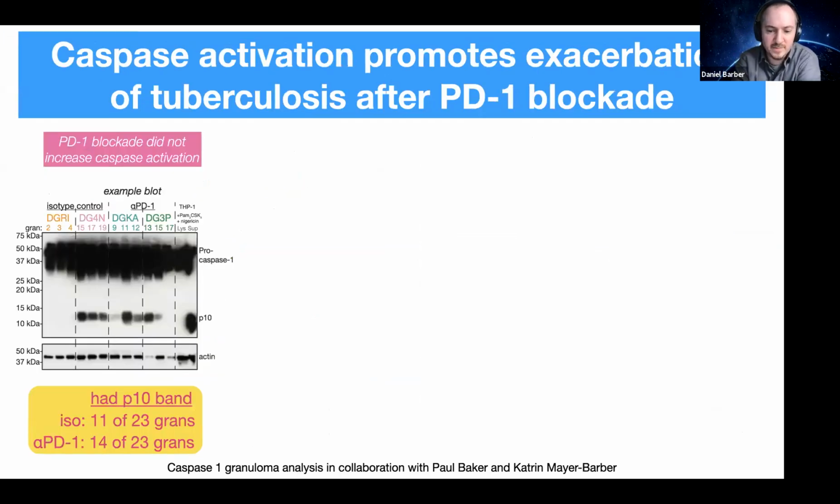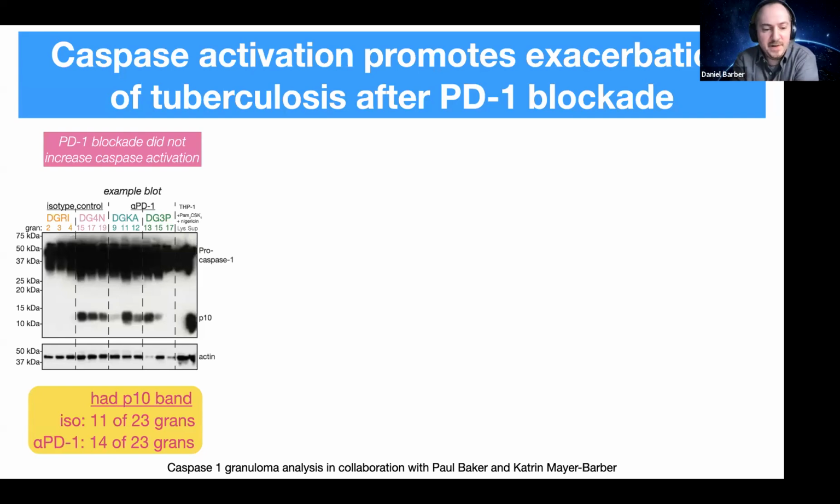This was a collaboration with Paul Baker and Barber's lab. It turned out the best way to look at caspase activation was by Western blot. This is just an example blot of many more that we ran from the granuloma homogenate. Paul found detectable procaspase-1 in every single granuloma homogenate we looked at. But what was interesting was the activated form of caspase, the P10 band, was really only detectable in a subset of granulomas. It was either positive or negative.